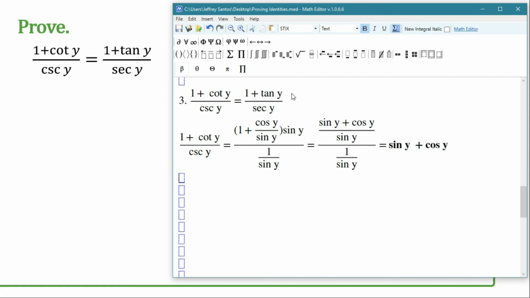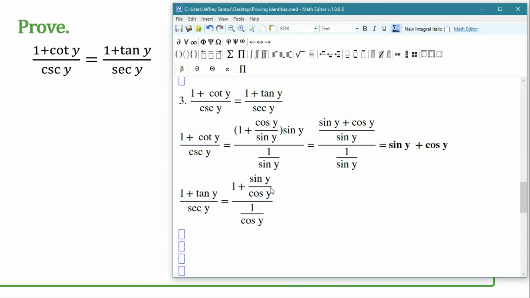How about if we manipulate this part? Okay? Let us manipulate the right hand. By the knowledge of fundamental identities, let us represent that. That is 1 plus, using the ratio identity, tangent of y can be represented as the sine of y over the cosine of y, and the secant can be represented as 1 over the cosine of y.